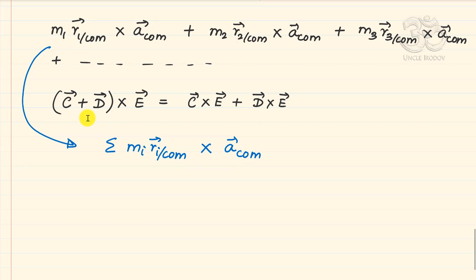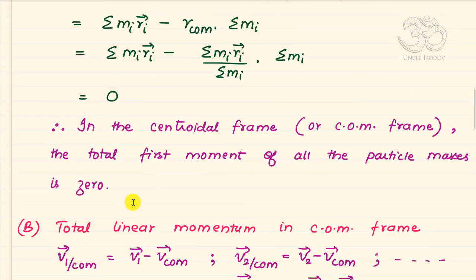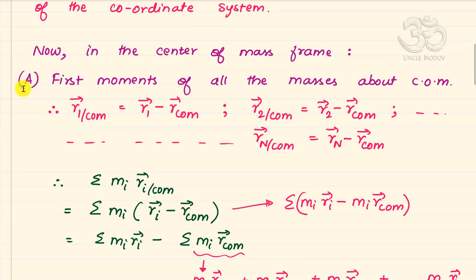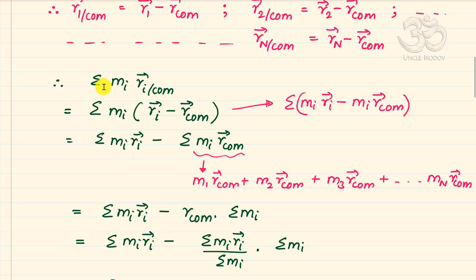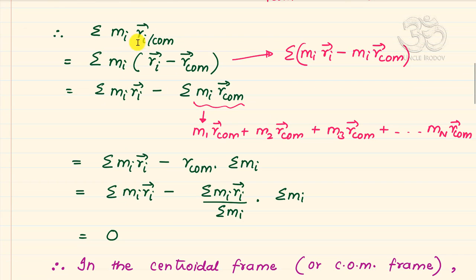I could have really just opened up the bracket like this, or I could have added up C and D, if I knew what C was and what D was, and then that vector sum could have been used to cross it with E, right? So I could have done that. Here I try to figure out what this is, and we have done that. You go to result A and you see that result A says that summation of mi ri with respect to center of mass is going to be 0.